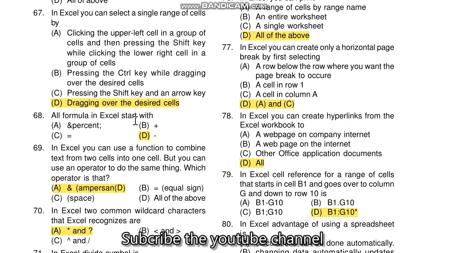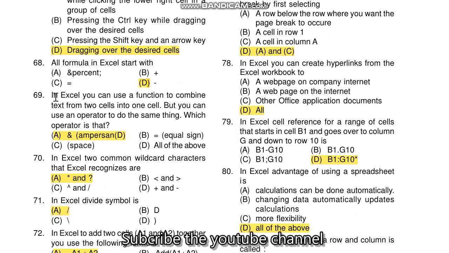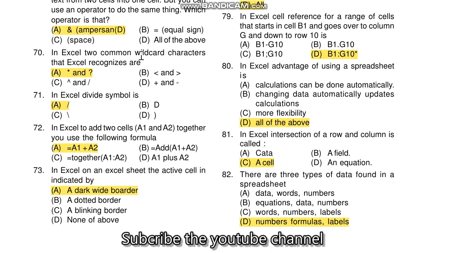68 question all formula in Excel start with the equals. 69 question in Excel you can use the function to combine the text from two cells into one cell, but you can use the operator to the same thing which is the operation equal कहलाता है। 70 question Excel two common wild card character that X recognized as asterisk and question mark. 71 question Excel divide the symbol is the slash. 72 question Excel to add to cell A1 and A2 together you choose the following formula the equal to A1 plus A2.